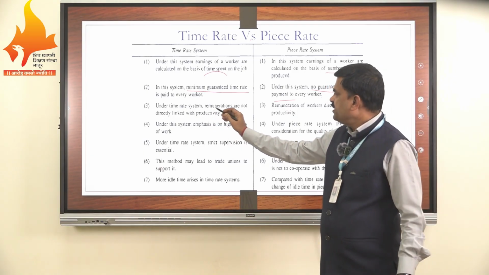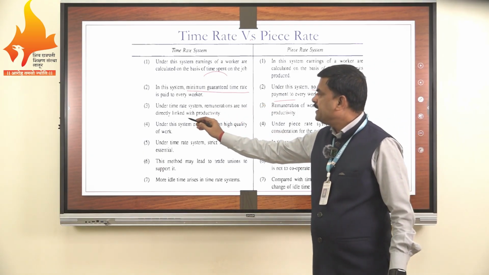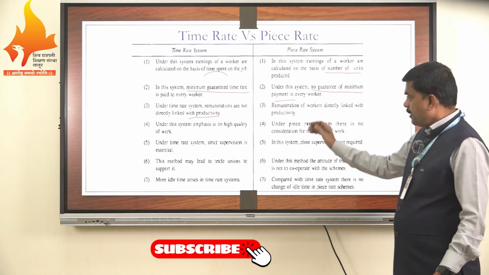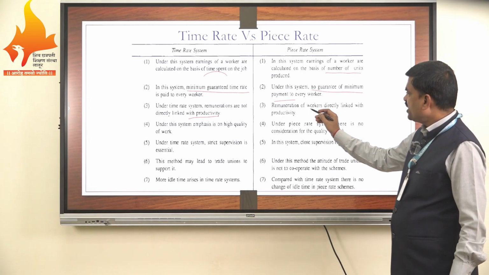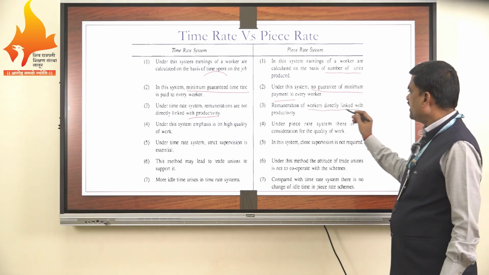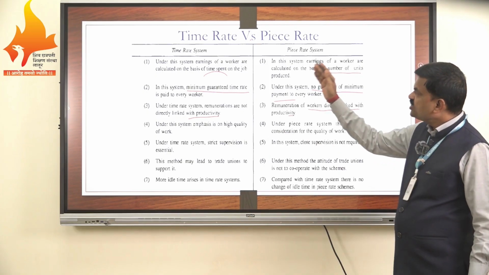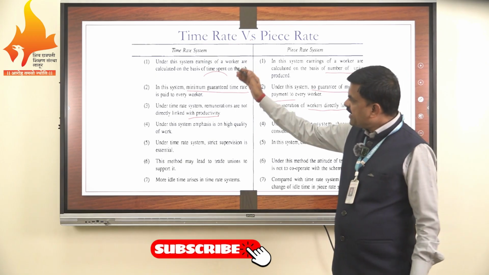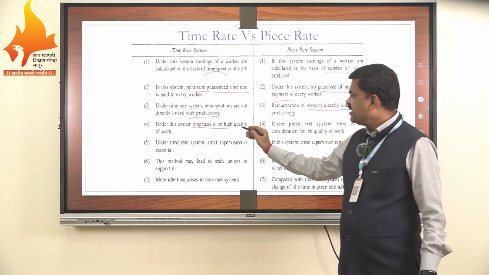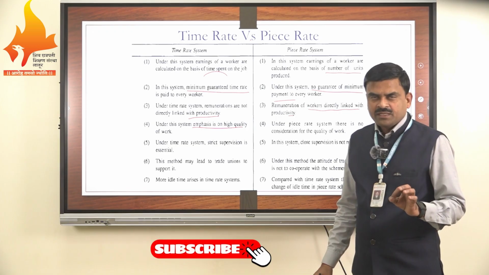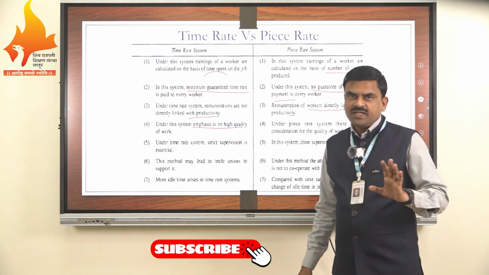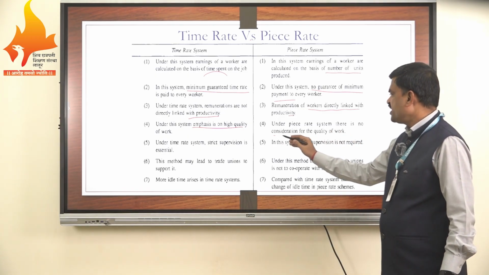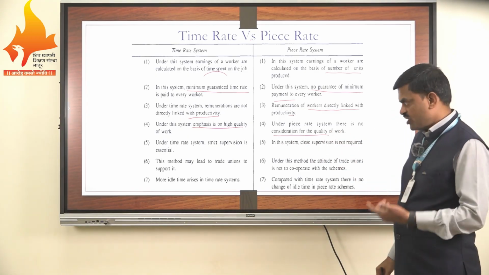Under the time rate system, the remuneration is not directly linked with productivity. The time count is the base for the wages. But under the piece rate system, the workers are directly linked with productivity. So this system gives priority to productivity. Under the time rate system, the emphasis is given on the high quality of work, and quantity is not taken into account. Under the piece rate system, there is no consideration of quality, only quantity is considered.